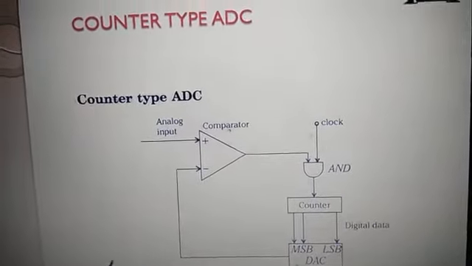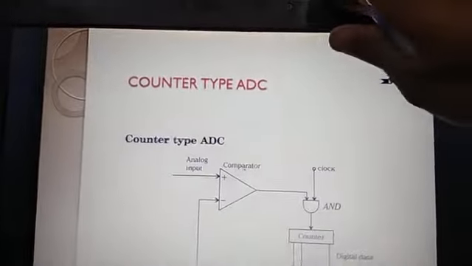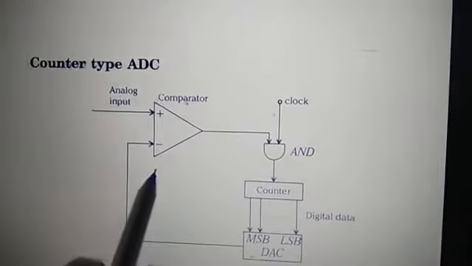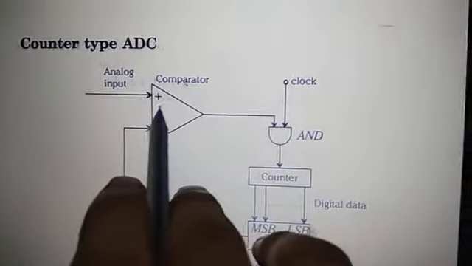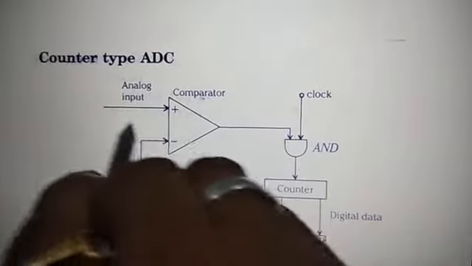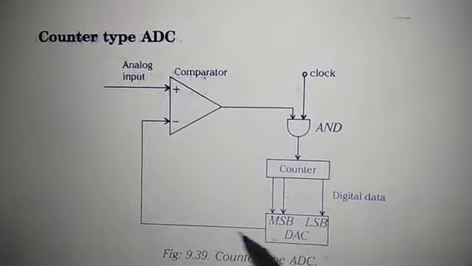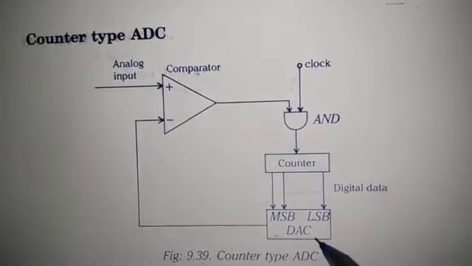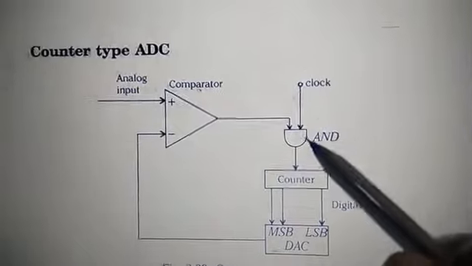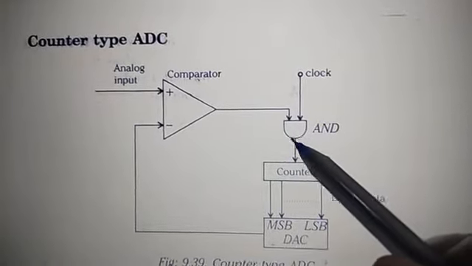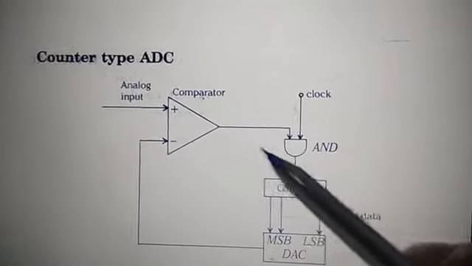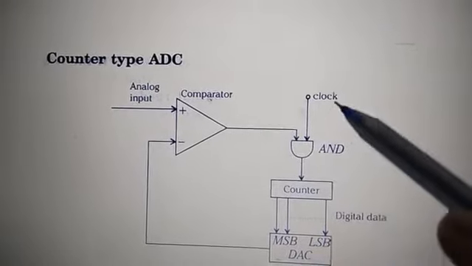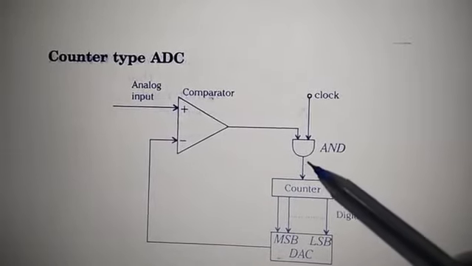This is the circuit diagram of counter type ADC. Rather than a circuit diagram, I can say block diagram. Here in counter type ADC, the analog input is applied to this comparator. This is the non-inverting terminal where we apply the analog input, and this is the inverting terminal connected to the D to A converter output, that is feedback. Here a clock signal is there, and an AND gate is used where the clock signal and the output of the comparator are applied. So the output of the comparator is continuously compared with the clock signal and it provides the ANDing.